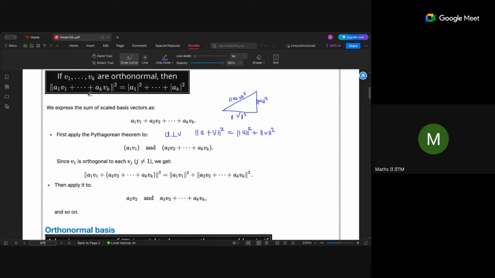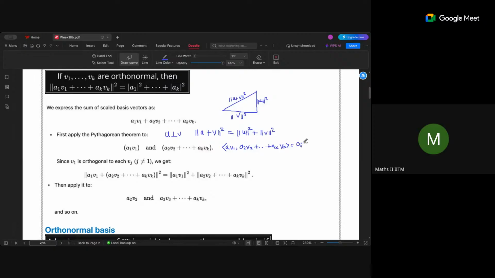Here first we have a1 v1 plus a2 v2 plus etc. ak vk. And given v1, v2, ..., vk are orthonormal, can we say that a1 v1 is orthogonal to a2 v2 plus etc. ak vk? First of all, is this true? Can we simply see this, a1 v1 inner product a2 v2 plus etc. ak vk? What is this?